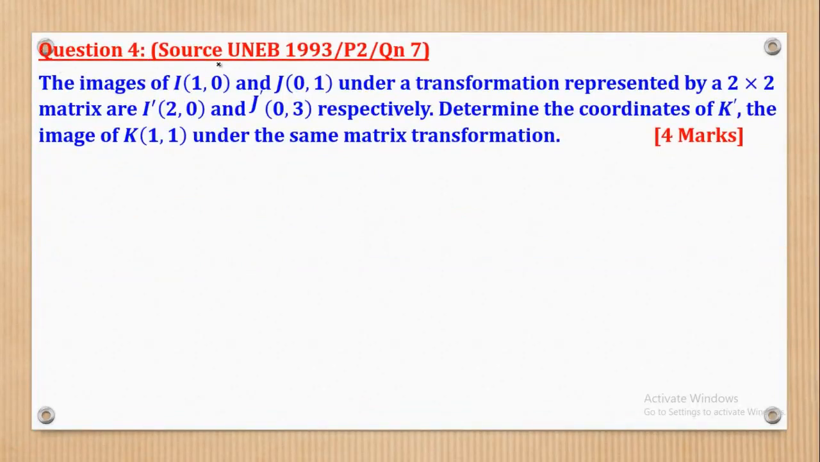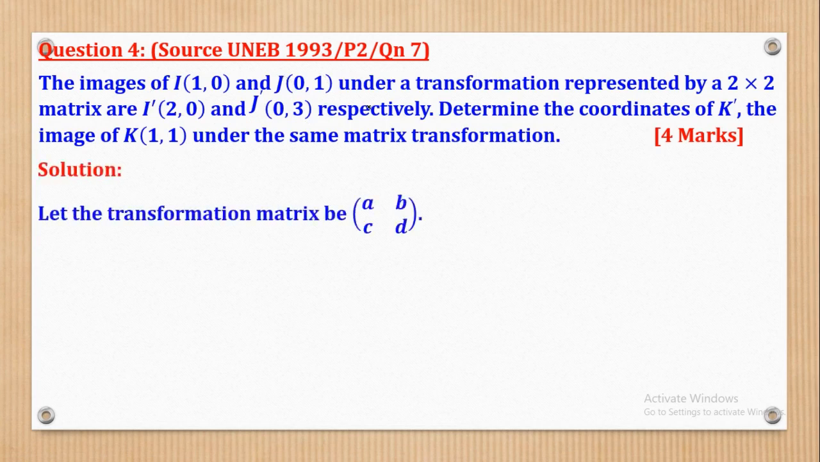Then question 4 came from UNEB 1993, paper 2, question 7, and says the images of point I, which is 1, 0, and J, which is 0, 1, under a transformation represented by a 2 by 2 matrix are I prime, which is 2, 0, and J prime, which is 0, 3, respectively. Determine the coordinates of K prime, which is the image of K with coordinates 1, 1 under the same transformation matrix. So we have to use these two pairs to get the matrix of transformation first.